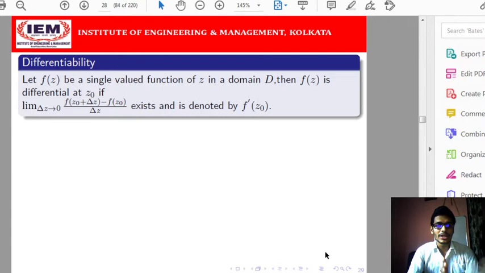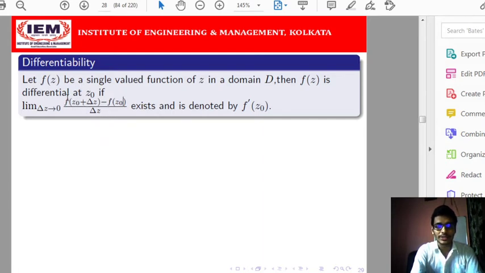Let's say we are considering f(z) to be a single valued function of z in the domain, because if it is not a single valued function, it might not be differentiable. So we'll deal with single valued functions. So f(z) is our single valued function of z in a particular domain D. Then f(z) is said to be differentiable at a point z0 if the limit as del z tends to 0, where we are taking a small increment, of f(z0 plus del z) minus f(z0), the difference, divided by the increment in the independent variable, exists.